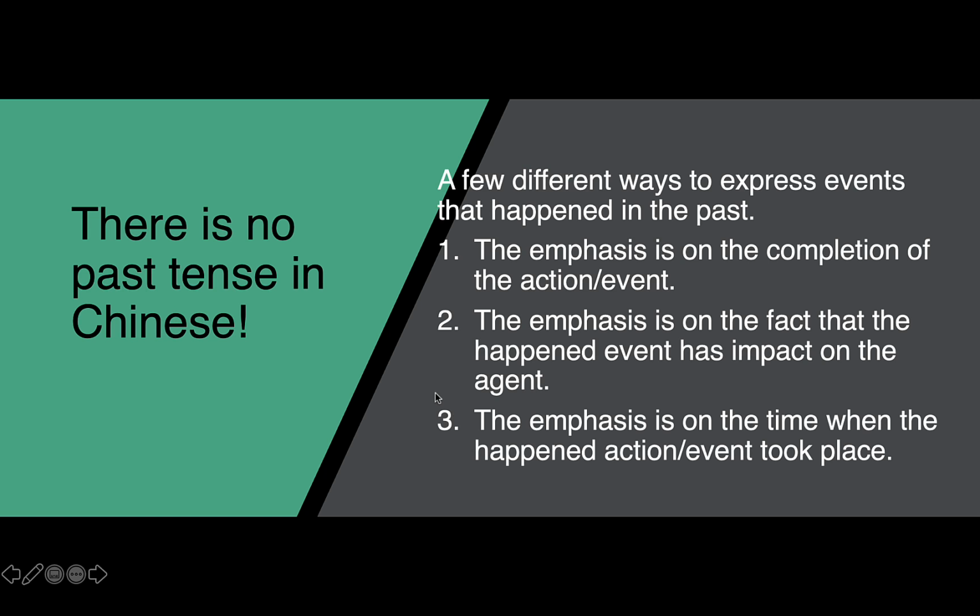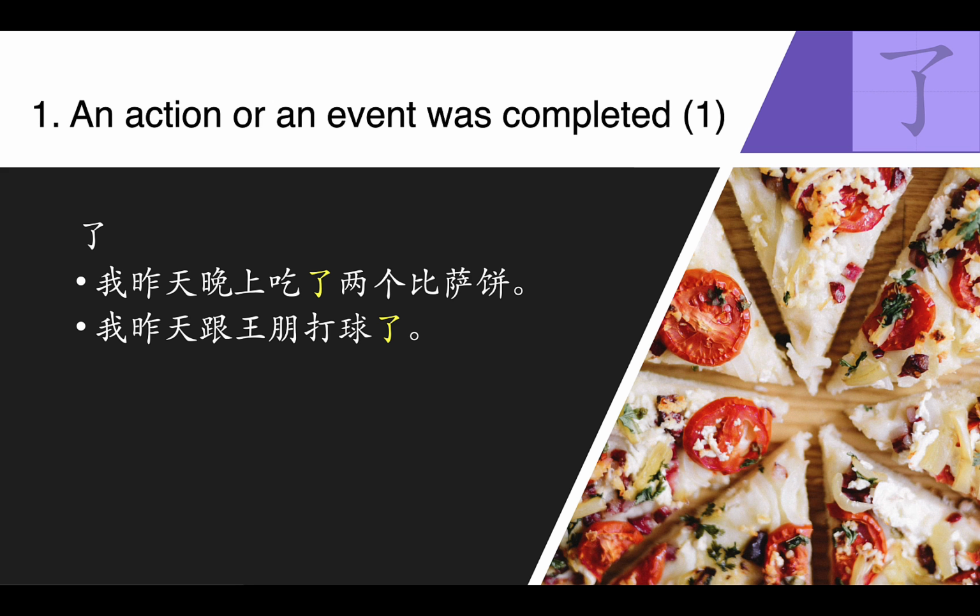First of all, I want you to know that there's no past tense in Chinese, but there are 3 ways to express events that happened in the past. The first is that you want to emphasize the completion of an action. The second one is you want to emphasize that the happened event has impact on the agent. The third way is that you want to emphasize the time when the happened event or action took place. So let's look at the first one. You want to say simply that something is completed. In this case, you use 了.